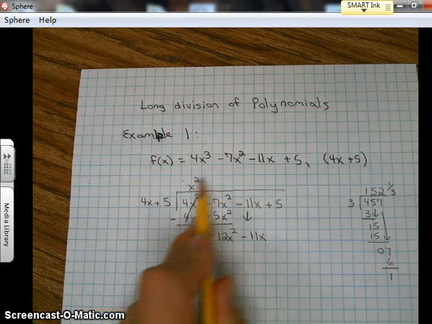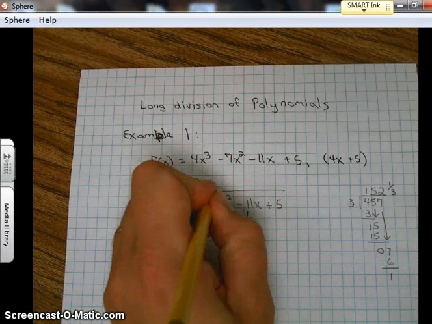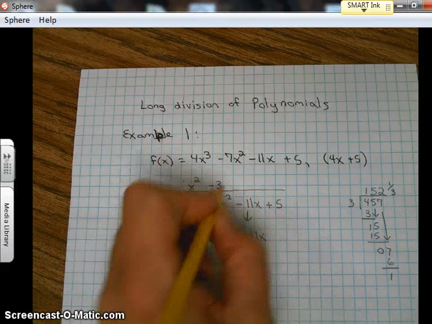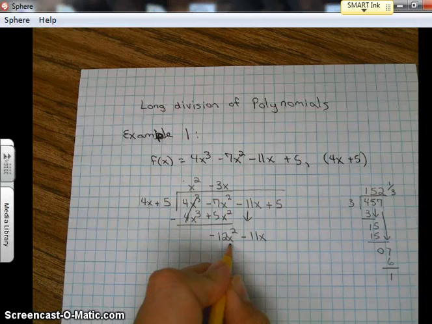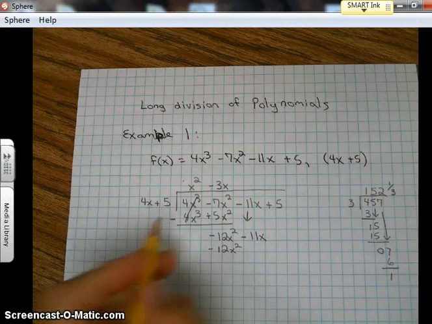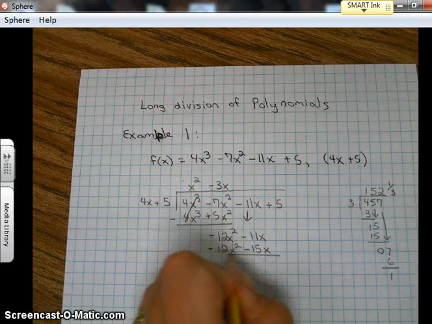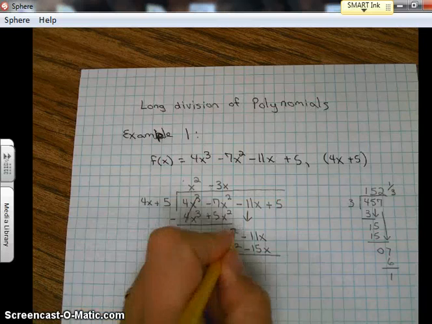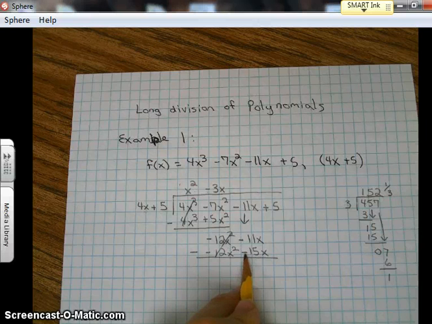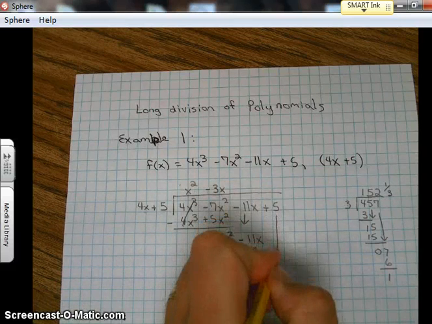Okay, now 4x times what will give us negative 12x squared? That's going to give us negative 3. 4 times negative 3 is negative 12. And then x times x will give us x squared. And then 5 times negative 3x is negative 15x. And then we subtract. So these cancel out. Negative 11 minus negative 15 is going to give us 4x. Bring down the last term.